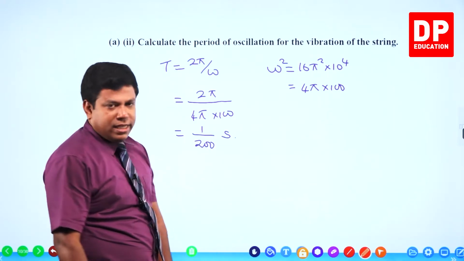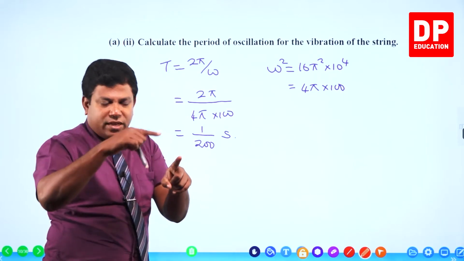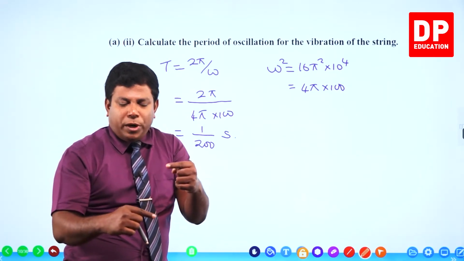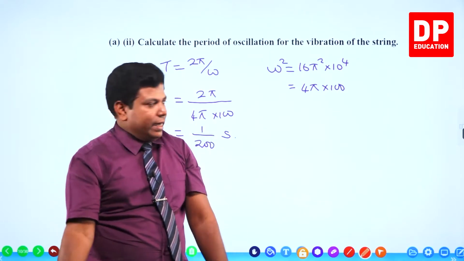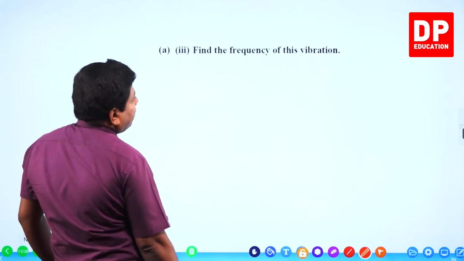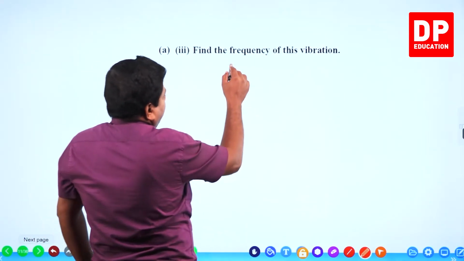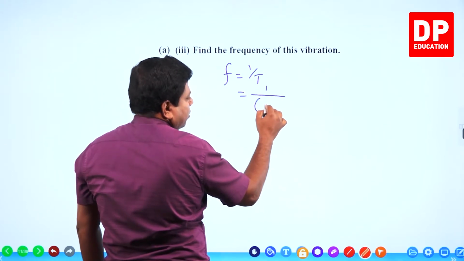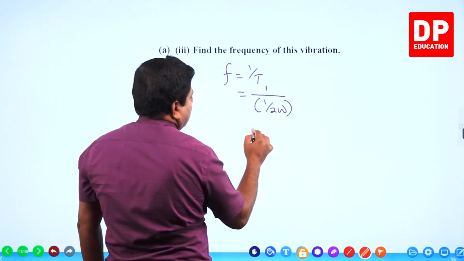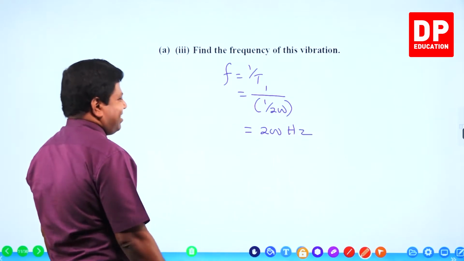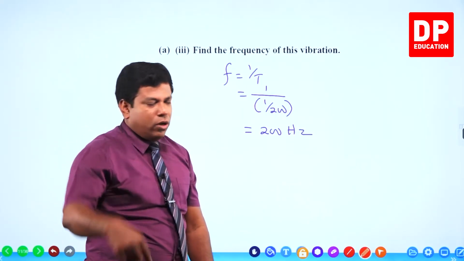That's the period of oscillation. That means for one full oscillation, for the particle to go up, go to the lowest point and come back to the midpoint, that's 1 by 200 seconds it takes. Find the frequency. Frequency f equals 1 over T, which is 200 hertz. Within 1 second, 200 times it's going to oscillate.